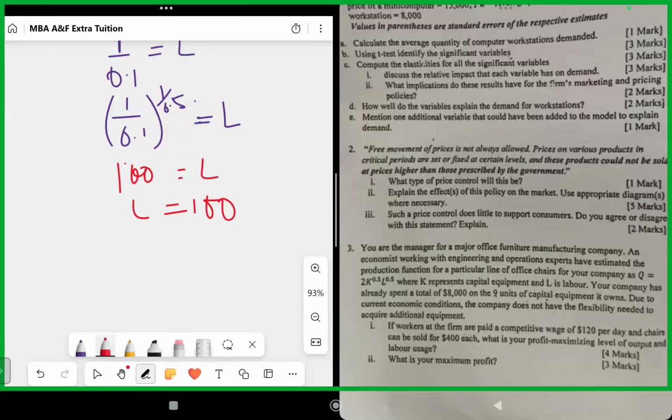So that's what we solved. If workers at the firm are paid a competitive wage of 120 per day and chairs can be sold for 400 cedis each, what is your profit maximum level of output and labor usage? So we first found the output. How many marks? 4 marks. So we first found the output. You should be able to do the remaining, isn't it?